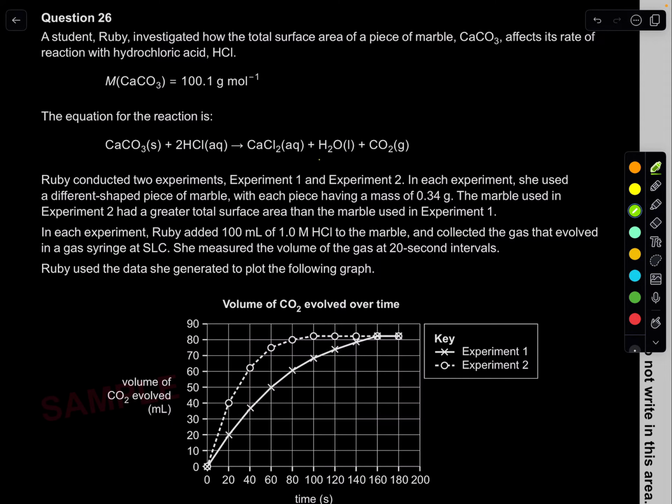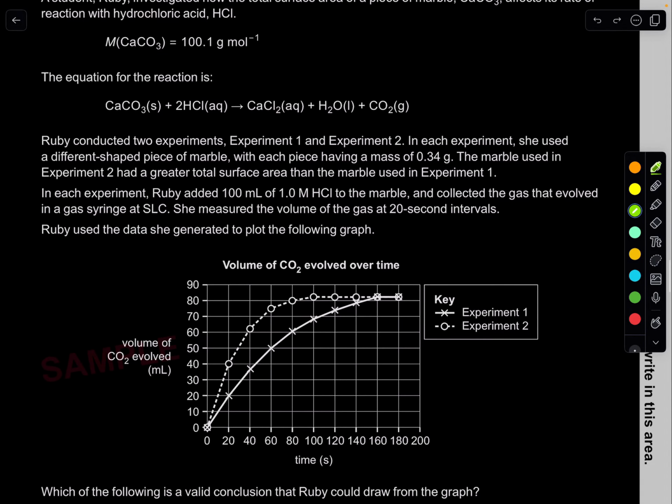So when we react it, we form water and CO2. And also that. Okay, Ruby conducted 2 experiments, experiment 1 and experiment 2. In each experiment, she used a different shaped piece of marble, with each piece having a mass of this. The marble used in experiment 2 had a greater total surface area than the marble used in 1.